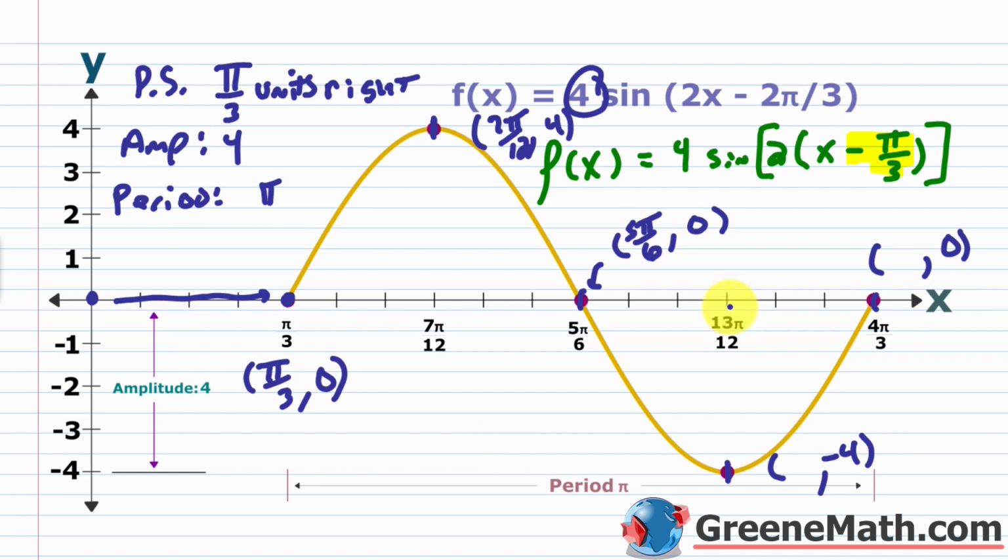Add pi over 4 again, I'm going to get this 13 pi over 12. So let me write that in there. So this is going to be 13 pi over 12. And then add pi over 4 one more time, and I'm going to get to 4 pi over 3. So 4 pi over 3.